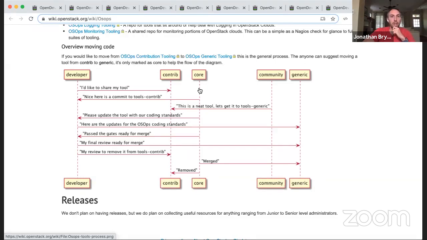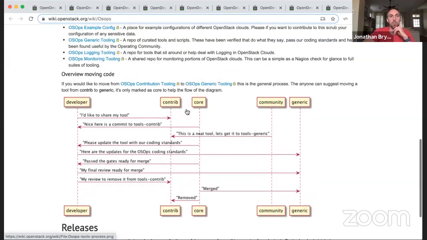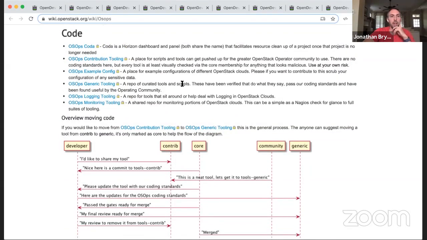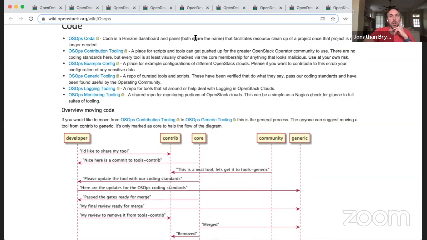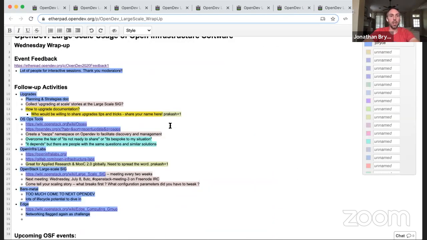If the community sees that this is really useful, broadly usable, and something more generic, then it can go into a different repo for the generic tools. So I think there are a few different models for sharing within the OSOps repo, and there's some documentation here around that. But I think it would be great to kick that off again.